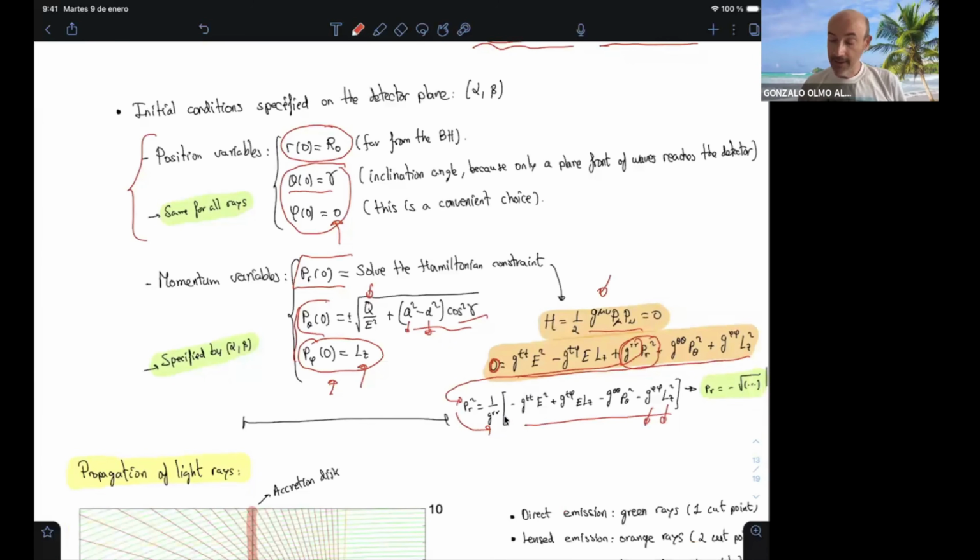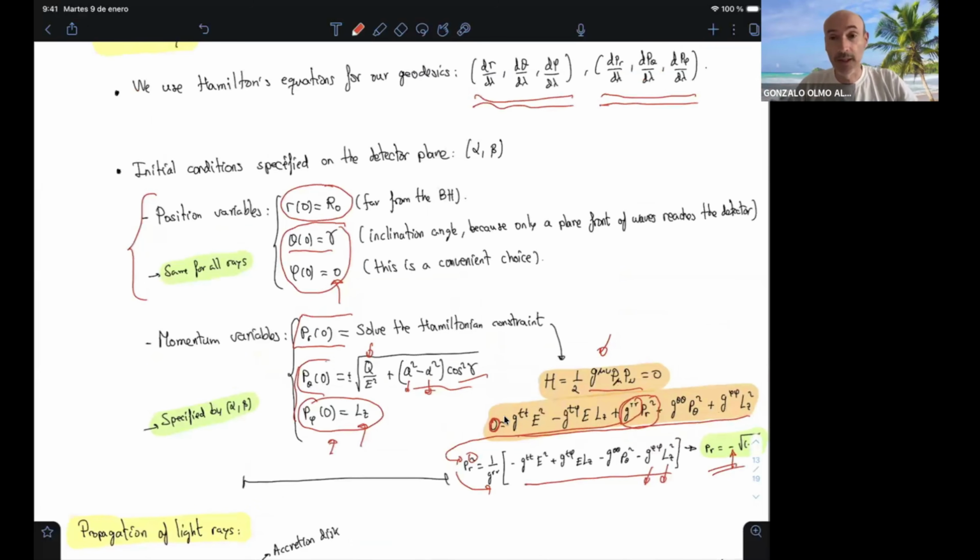A detail is that the photon is now propagated backwards. Even though the photon hits the detector moving forward, it would have a positive PR. Since we are integrating backwards, we need to put this minus sign in front of the square root. Note that this is a square, so we need to take the square root and we choose the minus sign. And these are the initial conditions that we need to integrate our equations.